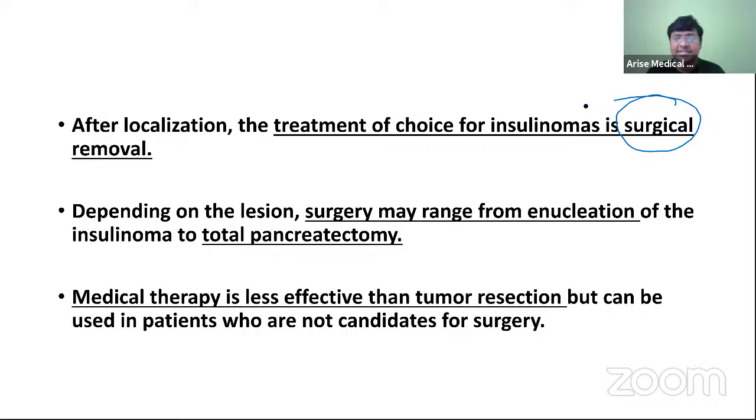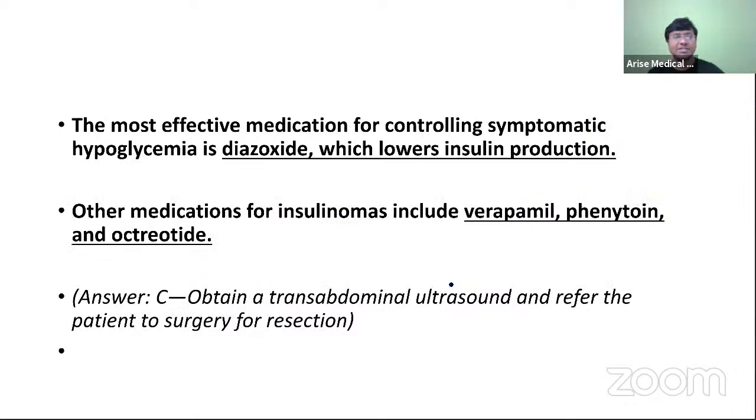And what will you do in the surgical resection? Depending on the lesion, surgery may range from enucleation of the insulinoma to total pancreatectomy, right? Either you do enucleation of that particular insulinoma or you completely remove the pancreas. Medical therapy is less effective than tumor resection, but can be used in patients who are not candidates for surgery. And what is that medical therapy? That is your diazoxide. What does diazoxide do? Diazoxide will reduce the insulin production. What are the other medications for insulinoma? Verapamil, phenytoin, as well as octreotide.